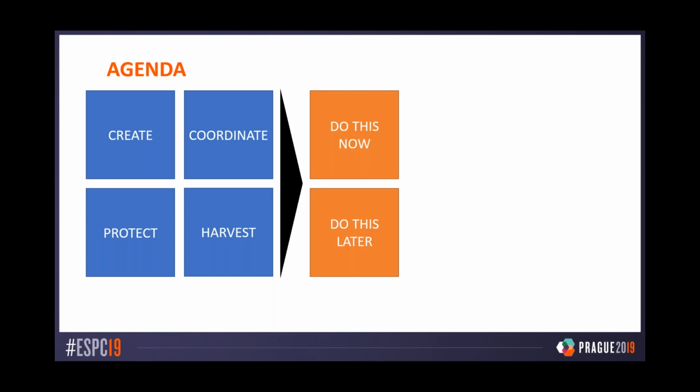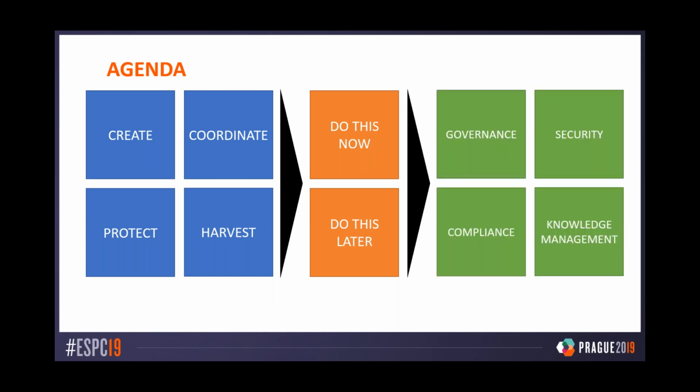And then for each phase in this life cycle, we'll talk about what you can do now, today, to manage the content life cycle, but also what you're going to be able to do later based on the exciting announcements that came out from Microsoft Ignite and other areas. And then also for each area, we always need to keep in mind governance, security, compliance, and how to manage knowledge. So with that, let's dive right into it.